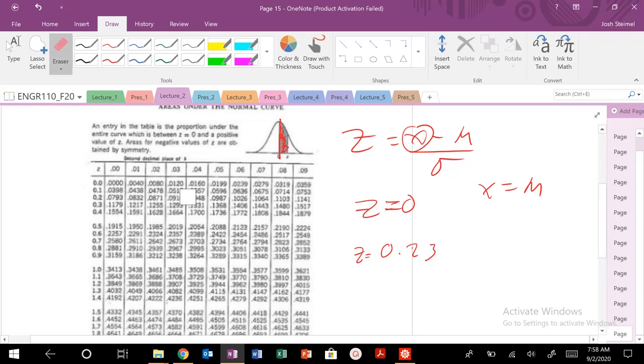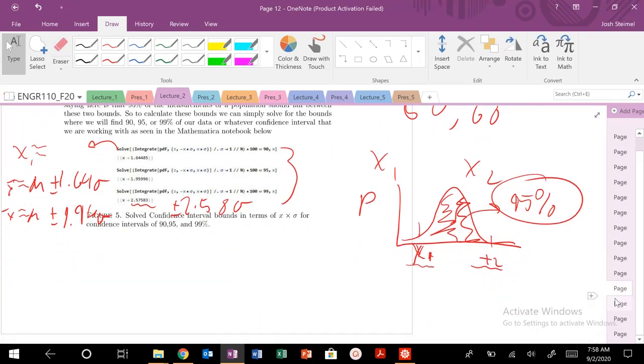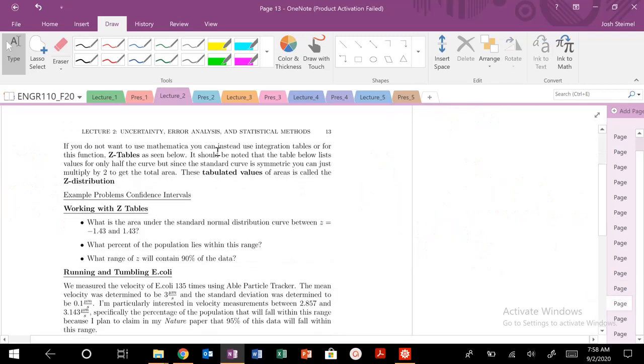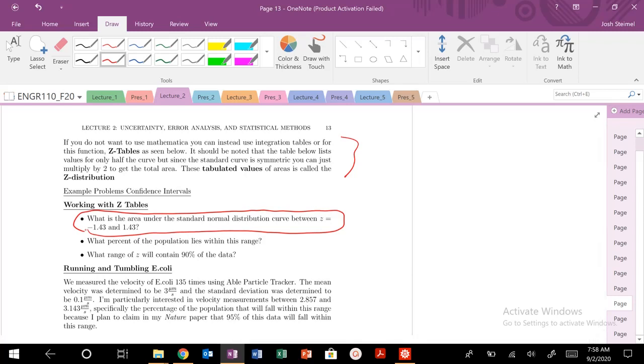So that's one way to run through and do these problems in a more efficient and quick manner, especially for your exams. But you can always use Mathematica too, whichever you are more comfortable with. So let's go ahead with that knowledge. Let's do some values. What's the area under our standard normal distribution, our PDF, between z values of minus 1.43 and plus 1.43?